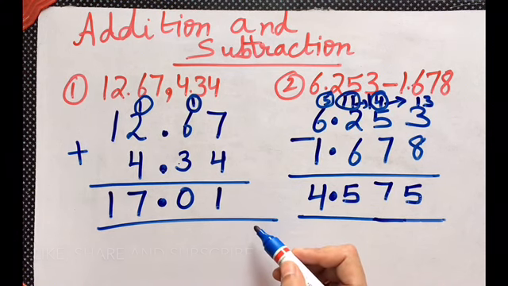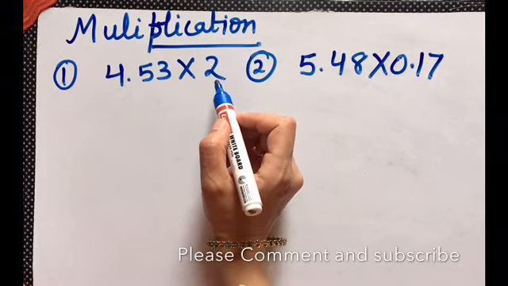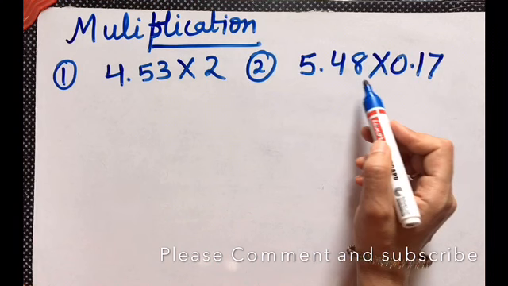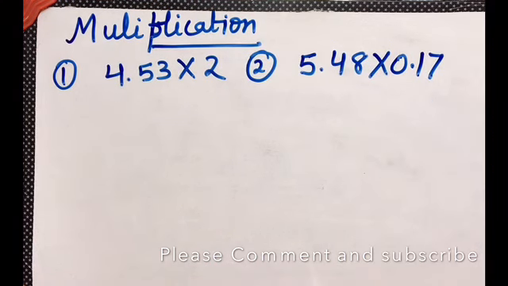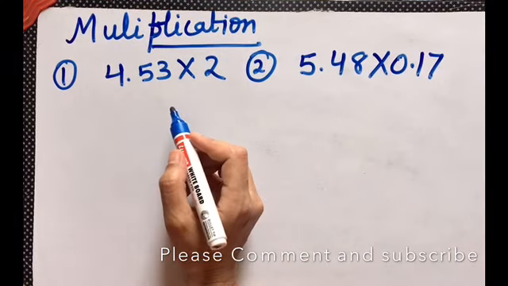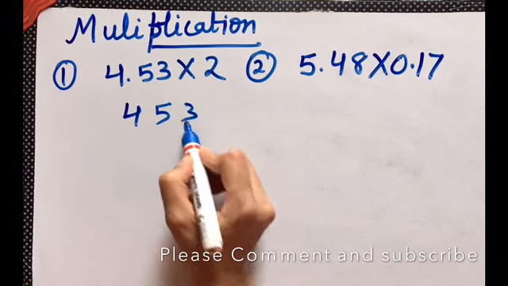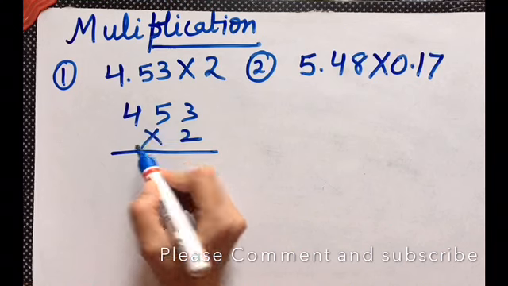Simple addition and subtraction. Now multiplication in the case of decimals. I have taken two examples. One is a whole number and a decimal number, and one is both decimal numbers. How are you going to do it? In multiplication, just forget the decimal first. So it is 453 multiplied by 2. Same as you have done earlier.